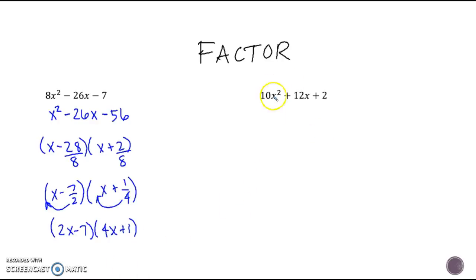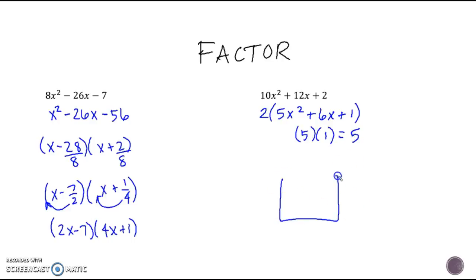Over here, we're going to do reverse box. Always look for your GCF first. 10, 12, and 2, I have a GCF of 2. So I take out a 2, that leaves me with 5x squared plus 6x plus 1. First thing I'm going to do is go ahead and multiply my a and my c. 5 times 1 is still 5. Draw my box.